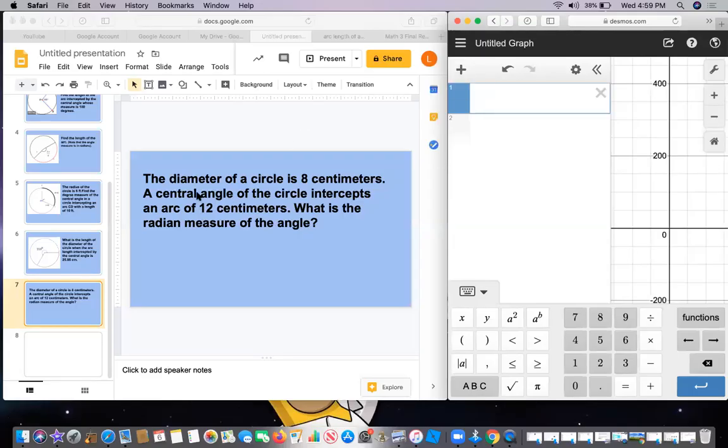The diameter of a circle is 8 centimeters. A central angle of the circle intercepts an arc of 12 centimeters. What is the radian measure of the angle?